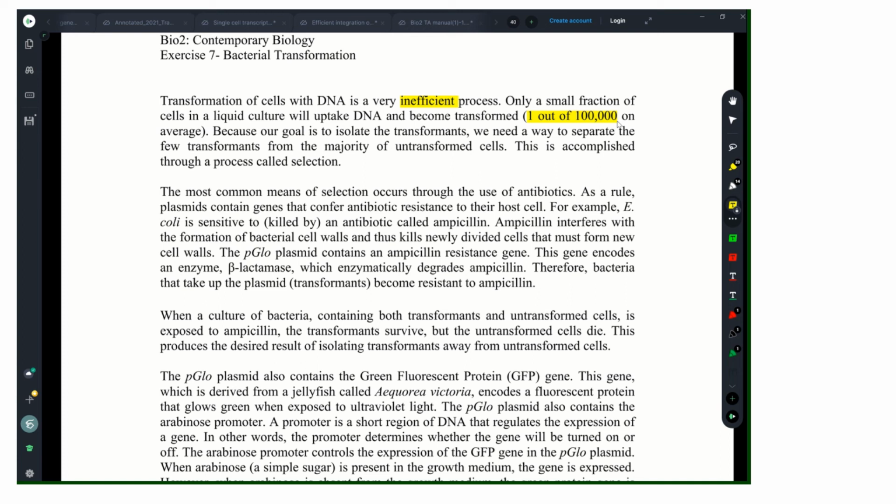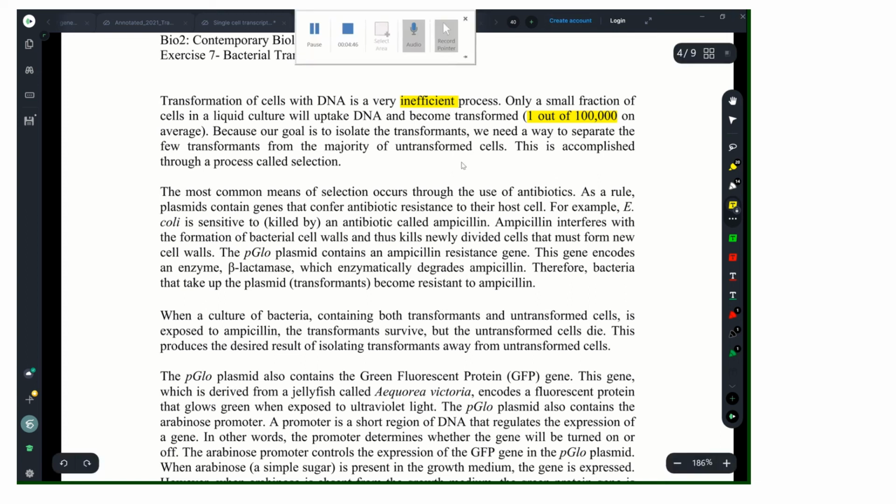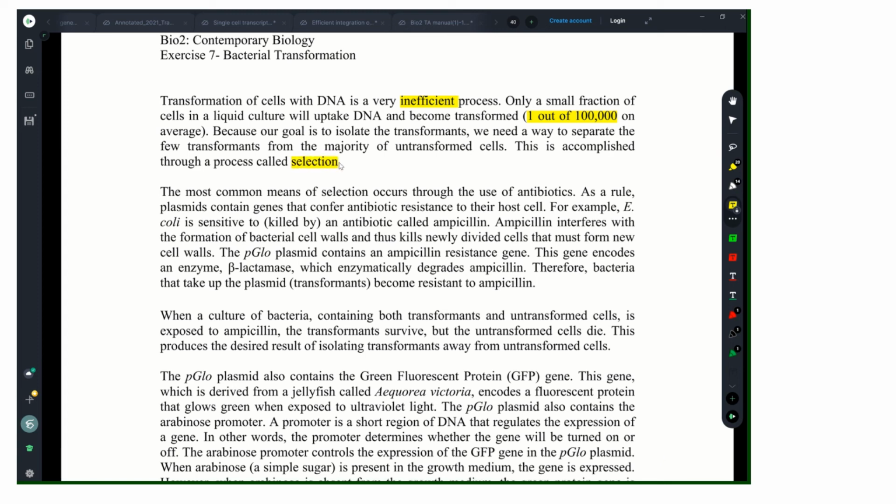Because our goal is to isolate the transformants, we need a way to separate the few transformants from the majority of untransformed cells. This is accomplished through a process called selection. Okay, so that process is selection. When we try to separate the cells that were transformed with a plasmid versus the cells that were not transformed. The most common means of selection occurs through the use of antibiotics. As a rule, plasmids contain genes that confer antibiotic resistance to their host cell.